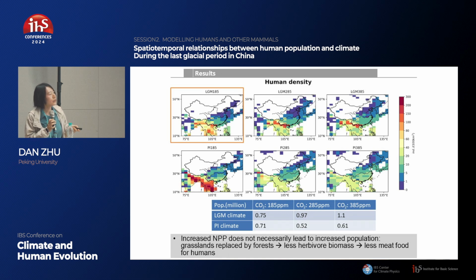And we also find that the increased population density is not proportionate to the increases in NPP because there is a complex mechanism in our model when the grassland is replaced by forests, especially under high, increased CO2. The herbivore densities will be less over forests than on the grasslands. So this will provide less meat food for humans, and then it reduces human population density.